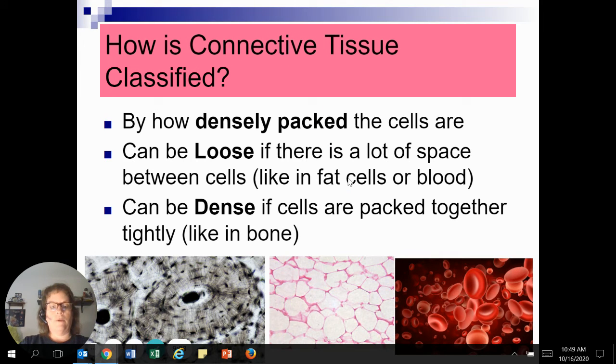All right, so how do we classify connective tissue? Connective tissue is classified by how densely packed the cells are. So how close together are the cells? They can be loose if there's a lot of space between the cells, like in fat cells or blood. And blood is pretty much the loosest connective tissue you can get because it's in a liquid matrix. But they can be as dense as bone, which means the cells are highly packed together. So it just depends on how densely packed the cells are.